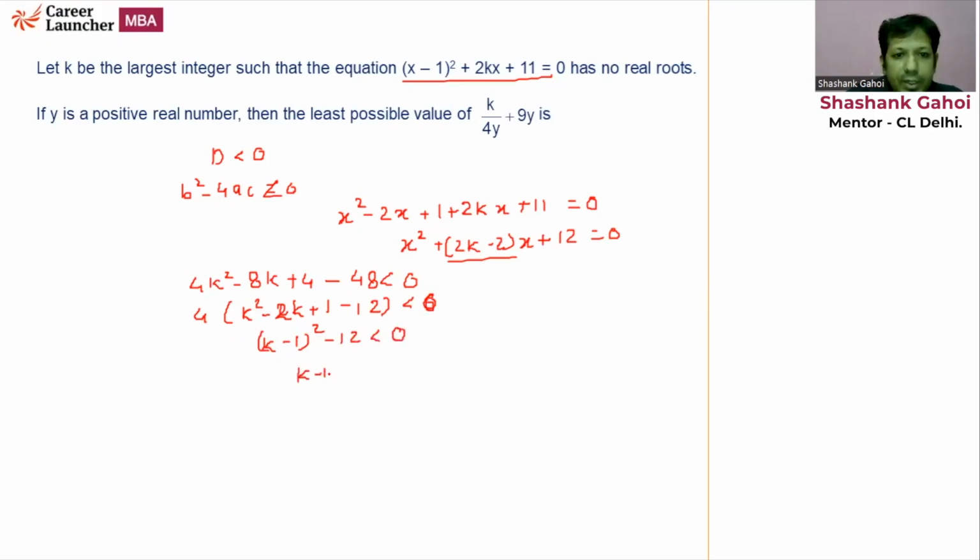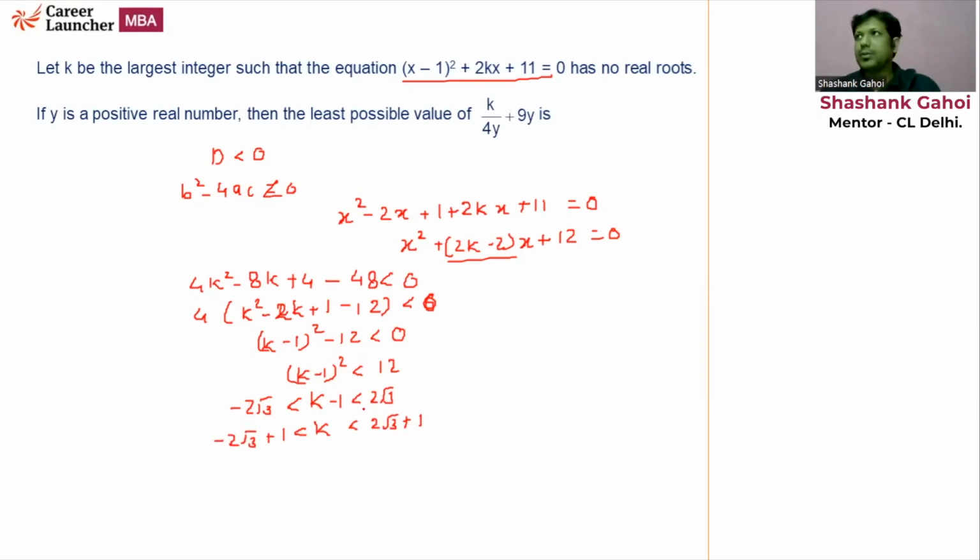So k minus 1 whole square should be less than 12. So from here I can directly say that k minus 1 should be less than 2 root 3, and it should be greater than minus 2 root 3. So k should be less than 2 root 3 plus 1, and greater than minus 2 root 3 plus 1. Okay. So 2 root 3 is going to be somewhere around 3.4. So this overall value should be less than 4.4, 4.5.